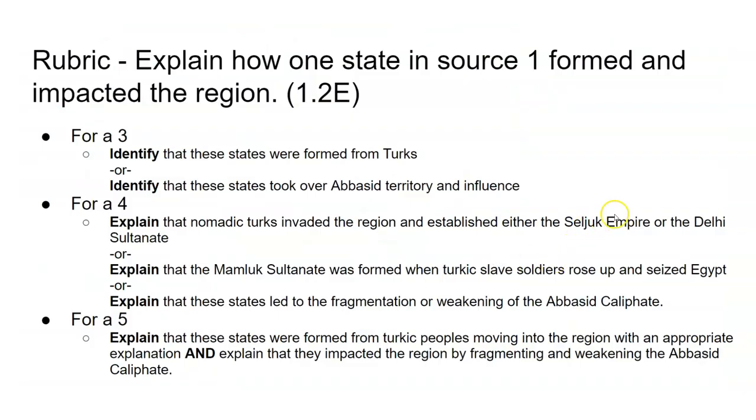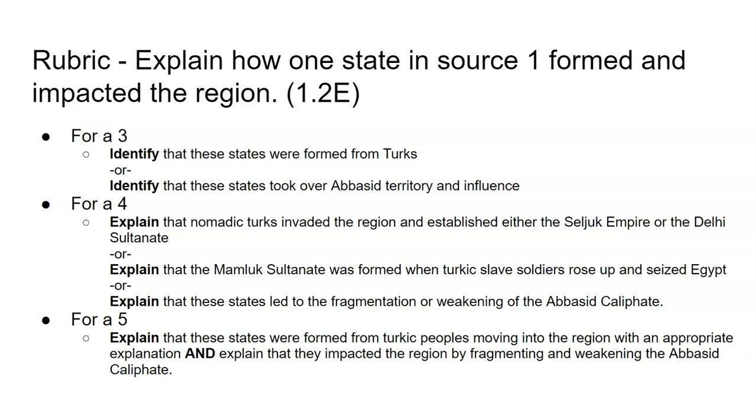So for the rubric, for how it is being graded, for a 3, a 4, and a 5, these are the different things you could have done. For a 3, if your response earned a 3, then you really just identified that these states were formed from Turks, or you identified that these states took over Abbasid territory and influence, the Abbasid Caliphate.